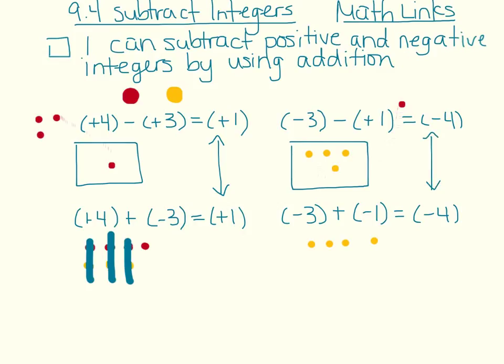So one of the interesting things about integer subtraction is that we can actually turn it into integer addition. What we're doing is we're changing these two signs, and they are becoming the opposite. Subtraction becomes addition, and a positive sign becomes a negative sign, or a negative sign becomes a positive sign, as we'll see in the next example.